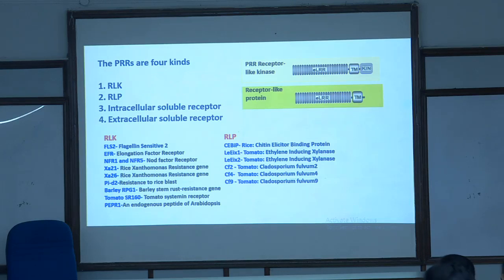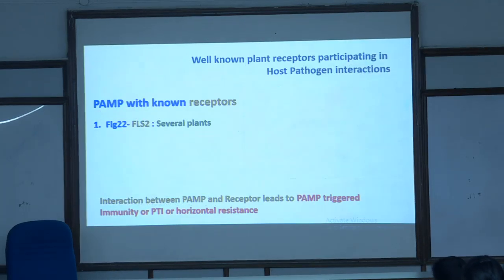EIX1, that is ethylene inducing xylanase in tomatoes, and we have CF2, 4 and 9, the classical ones, that is the Cladosporium fulvum proteins in tomatoes. They are all classified as RLPs. Let's move on to the pairs, right?